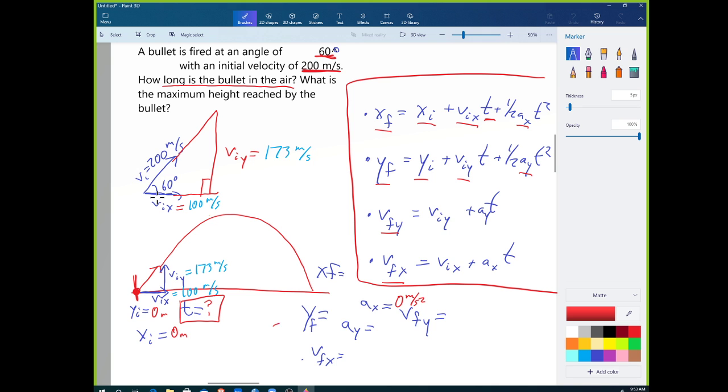I'll give you hints. You should know this one. You should know this one. And there's one more you should know, but I'm not going to worry about that right now. You definitely should know these 2 things, though, that I just put arrows on. AY, always the same number. Every problem we do. Negative 9.8. It's going to be negative 9.8.